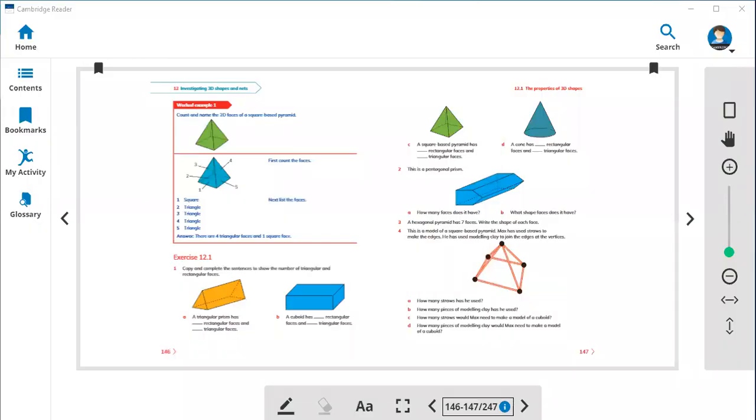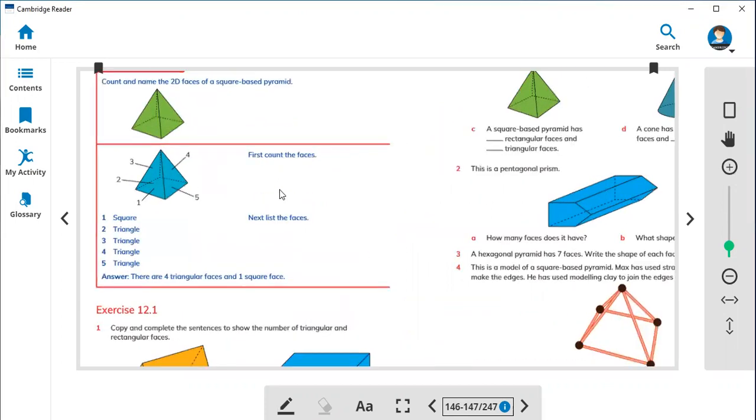Today, my topic is unit number 12, 12.1. We have to discuss today our topic that's called different shapes, faces, and many other things, as we discussed in the class. I hope all of you know how to find the faces. Here, you can see this is a picture. He said count and name the 2D faces of a square-based pyramid.